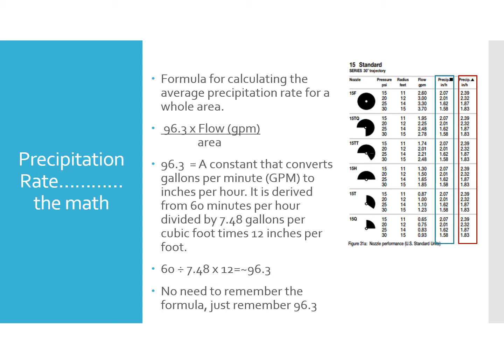So I'm just going to tell you a little bit about 96.3. This is a constant that converts gallons per minute to inches per hour. And where it's derived from is that there's 60 minutes in an hour divided by 7.48 gallons in a cubic foot times 12 inches per foot. So instead of always having to do this math right here, 60 divided by 7.48 times 12 is about 96.3. You don't actually have to remember all that. Just remember the 96.3. So 96.3 times the flow rate divided by the area.